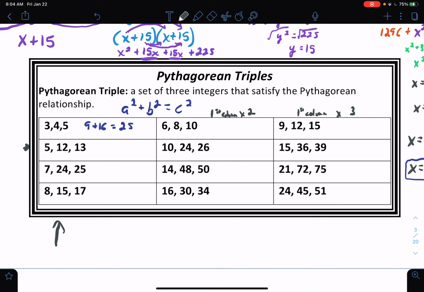Okay? So Pythagorean triples exist and are there to help you recognize the Pythagorean relationships so that you don't necessarily always have to do a squared plus b squared equals c squared. Like if you see your legs as 3 and 4, you automatically know that that hypotenuse is 5.